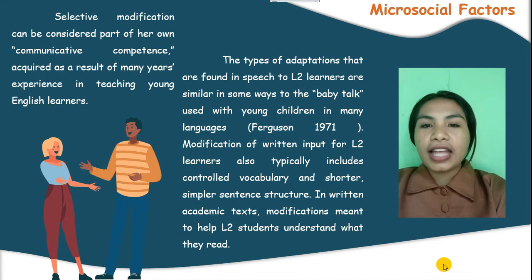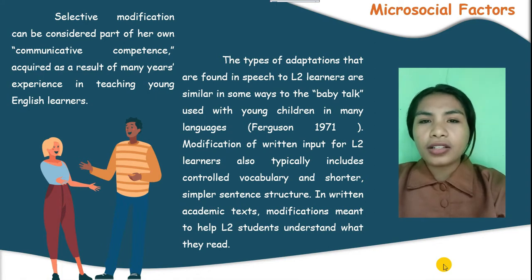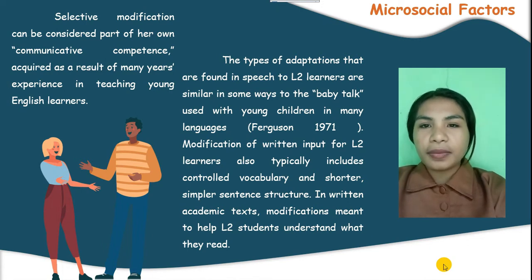The types of adaptation that are found in speech to second language learners are similar in some ways to baby talk, used with young children in many languages. Modification of written input for second language learners also typically includes controlled vocabulary and shorter, simpler sentence structure. In written academic text, modification is meant to help second language students understand what they read.